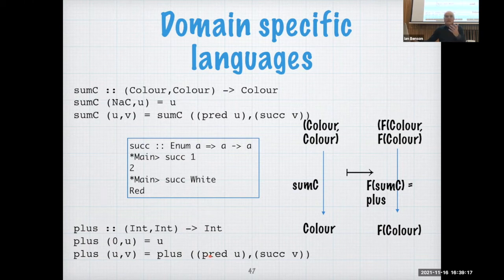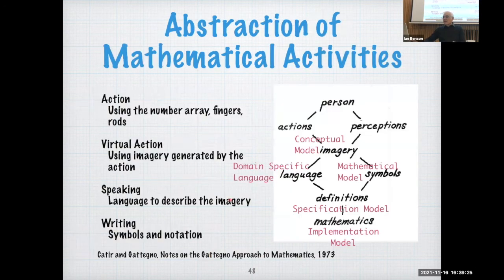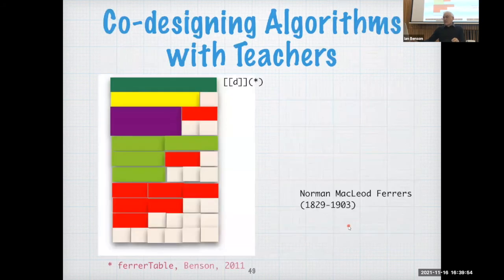And in fact, the children have no difficulty with the interpreter understanding that the successor function can be applied both to a color and to an integer. If we go back and look at Gattegno's key cycle that I drew attention to before, what we can see is the conceptual model is providing a way of articulating the imagery. We've got a mathematical model in symbols for the arithmetic. We've got the domain-specific language, which is a very simple language in this case, a specification model, which is the type signature, and an implementational model, which is the defining equations.